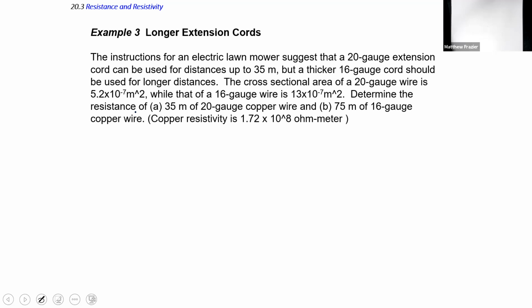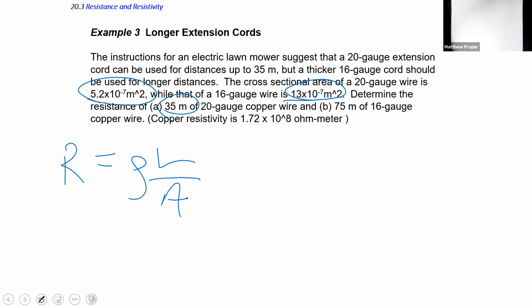But we give you the gauge sizes exactly, right? So we give you cross-sectional areas, you know, 5.2 times 10 to the minus 7 square meters. All right, so if we want to know the resistance of a wire, and I'll write part A here: 35 meters of 20 gauge wire. Then our resistance looks like this. Generally, this is going to be one equation, plug and chug.